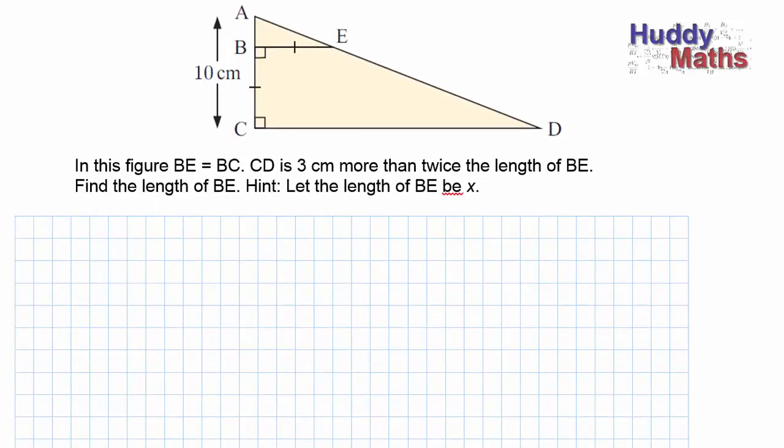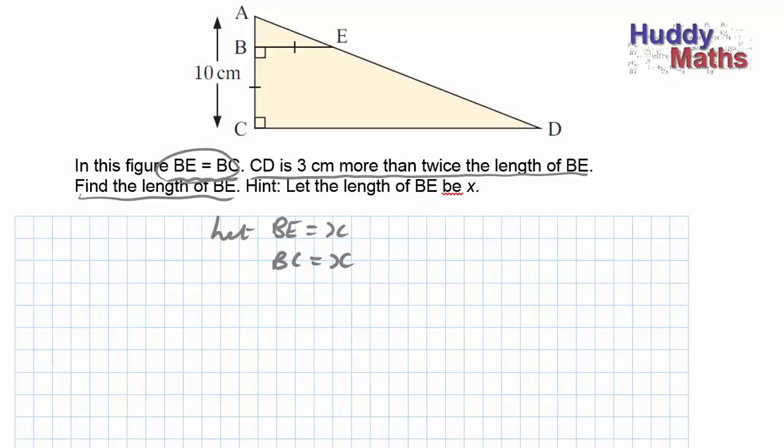In this figure, we've got that information, BE equals BC, not a bad idea to underline it. CD is 3 centimetres more than twice the length of BE. Okay, find the length of BE. So let BE equal x. And now let's get all this other information in terms of x. So BE equals BC, so BC will also be x. And CD is 3 more than twice BE, so twice BE is 2x plus 3. So this is crucial to get this set up.